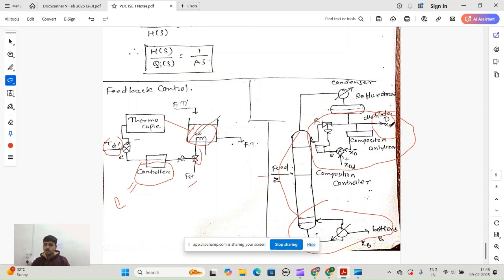If I want the purity to be 98 or 99.43%, my composition analyzer detects it. I am putting the desired composition here, that is XDD, and here XD is subtracted, and then the error signal goes to a composition controller, and it puts the signal to the control valve, and the control valve will regulate the reflux ratio, and it is sent here. So this is my feedback control.